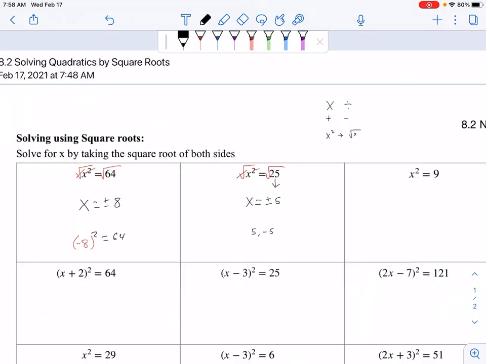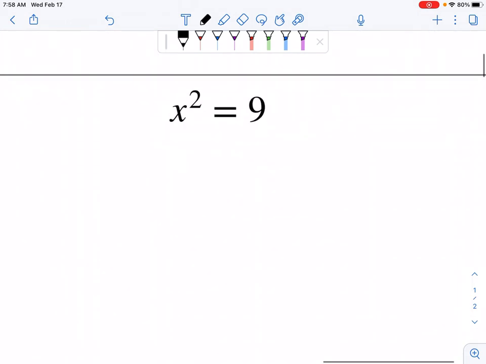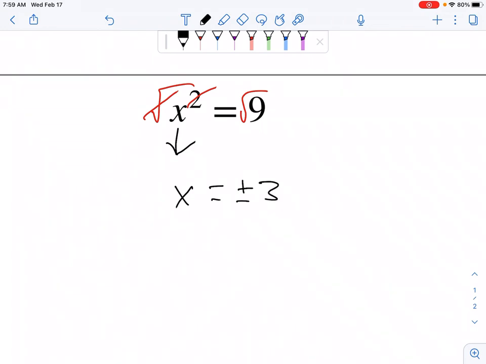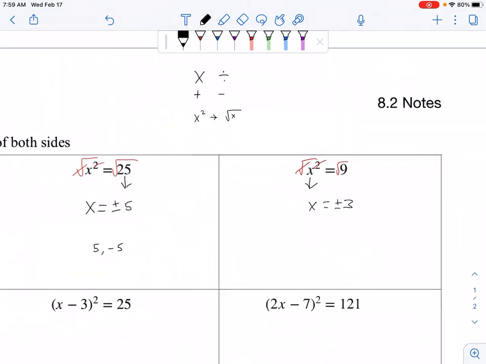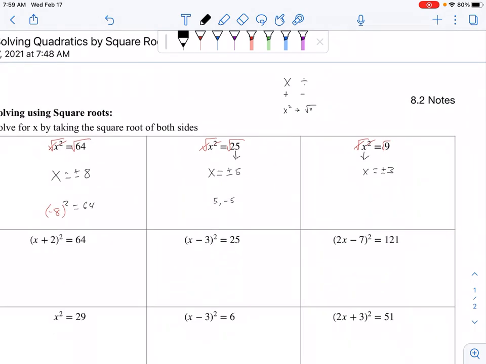Okay, let's look at another one. So far, hopefully this is just a very simple concept. These can't cancel each other out. Because x is being squared, what's the opposite of squaring something? It's taking the square root. And that's going to give us positive or negative 3. The square root of 9 is 3. Okay, so that's when our variable is being squared.